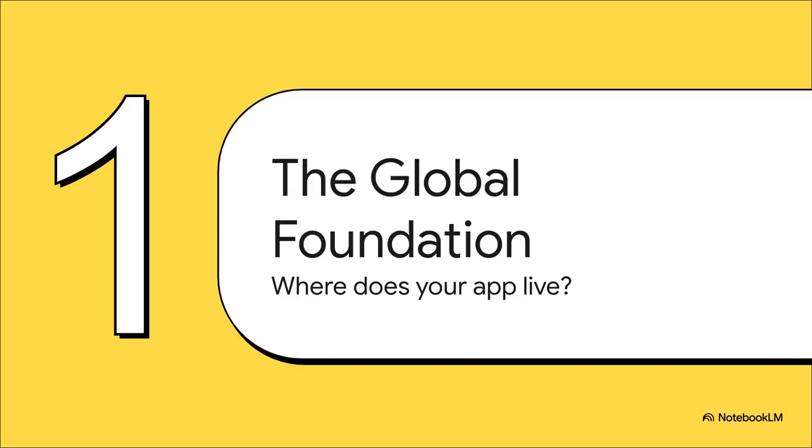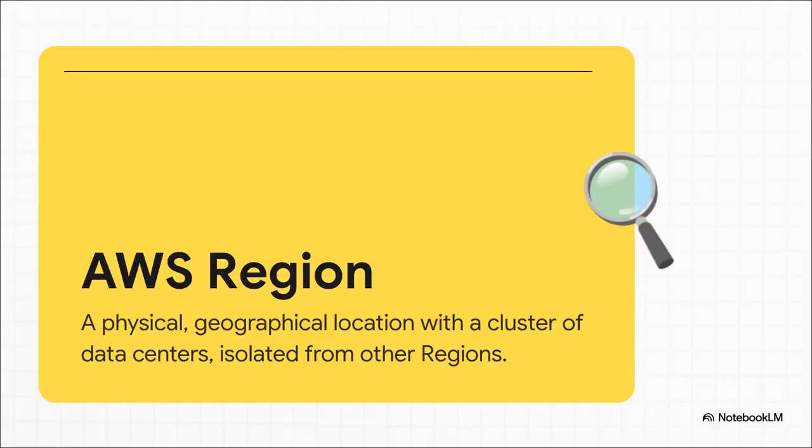Okay, first things first. Before we can build anything, we have to ask a really basic question. Where in the world is our application actually going to live? I mean, it's the cloud, but it's not actually floating in the sky, right? It has to exist somewhere physically. And that somewhere starts with what AWS calls a region.